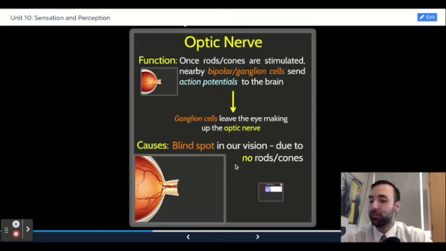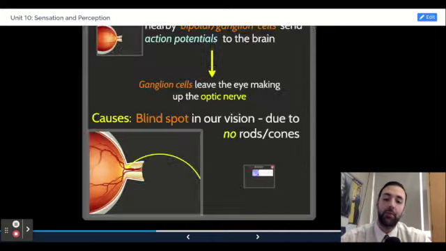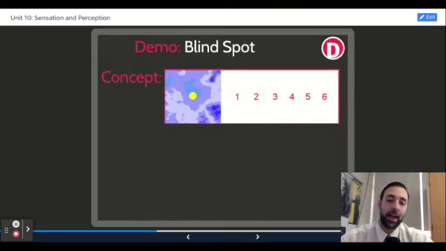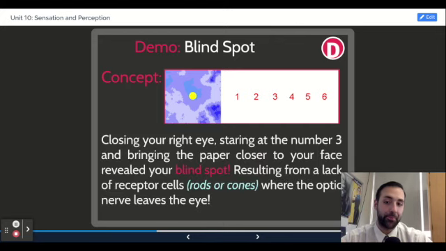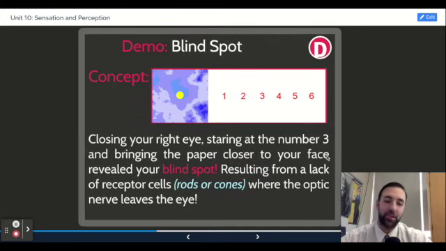You really have to do something like the demo that I'm about to describe in order to actually acknowledge the fact that we have a blind spot in the first place. But the fact that we have a blind spot is a byproduct of the fact that there needs to be nerves exiting out of the eye so the information can be sent up to the brain about what it is that you're looking at. This might require you to pause your video.